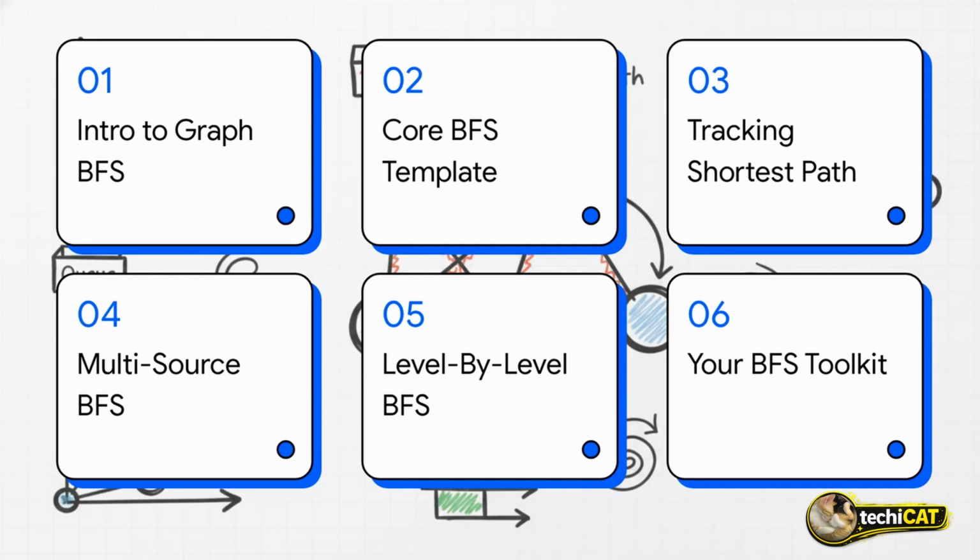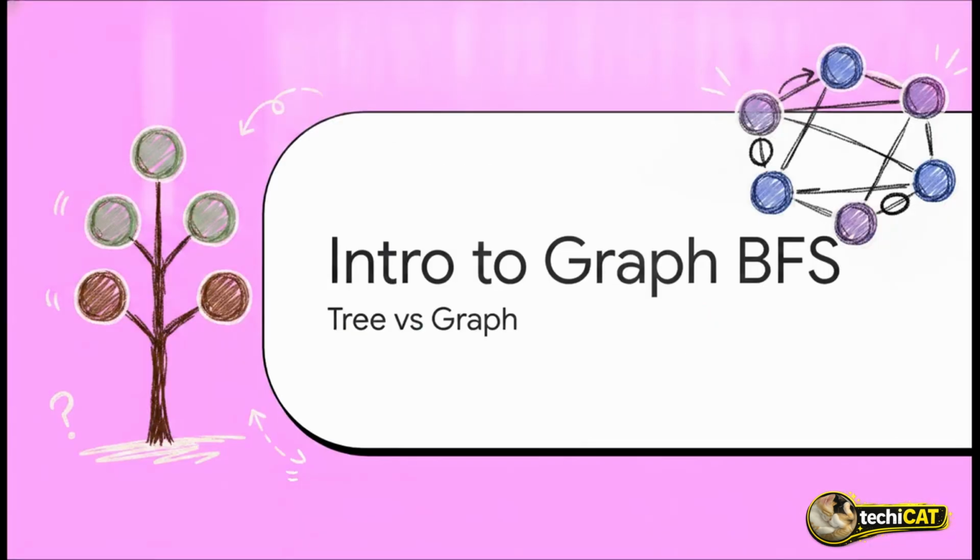Real quick, here's our roadmap for today. We'll start with an intro to Graph BFS, then look at the core BFS template. From there, we'll cover tracking the shortest path, multi-source and the 0-1 matrix, level-by-level BFS, and wrap it all up with your ultimate BFS toolkit. All right, let's get into Section 1, Intro to Graph BFS.